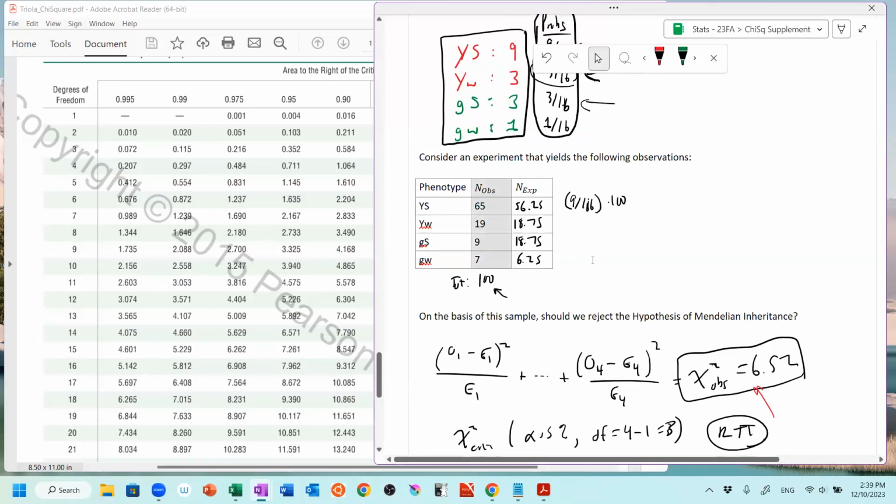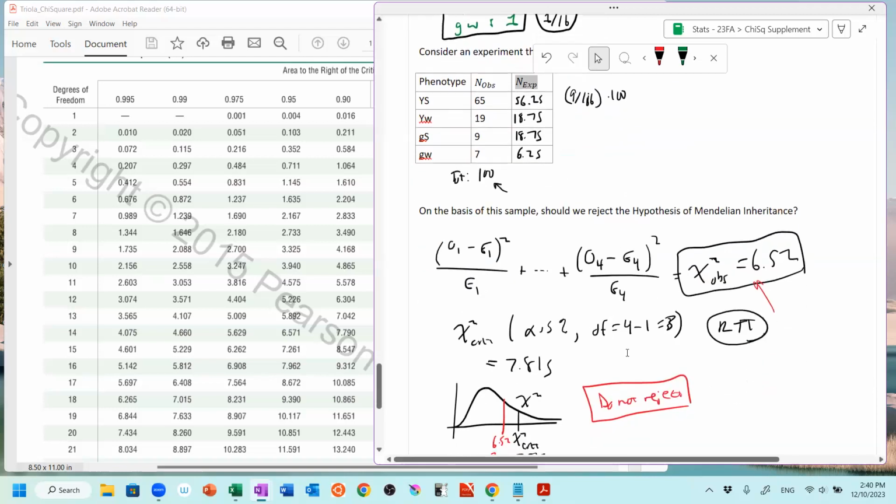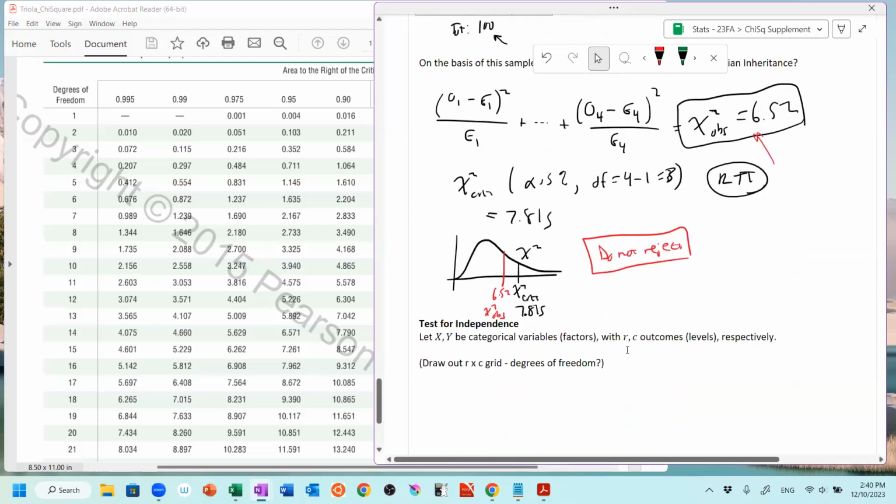This observed frequency distribution is not sufficiently far away from what we would expect under Mendelian inheritance for us to say that this is unlikely to have just happened by chance, by sampling error, and that we should reject the hypothesis of Mendelian inheritance for these traits. So we would proceed forward under the hypothesis of Mendelian inheritance for these traits.